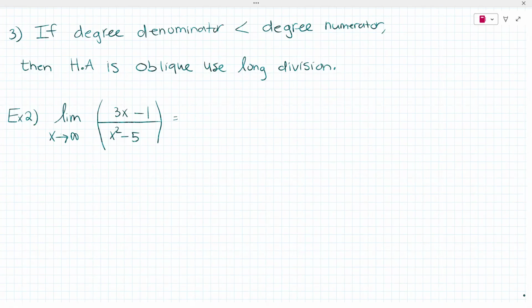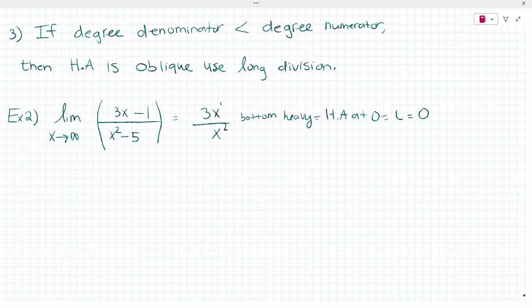So look at the numerator. What is the highest term on the numerator? 3x, or 3x to the 1. Then look at the denominator. What is the highest term on the denominator? It's x squared. Now, from the three rules, what would you consider this? Top heavy, bottom heavy, same? This is bottom heavy, right? That concludes that our horizontal asymptote is at 0, or the limit equals 0.